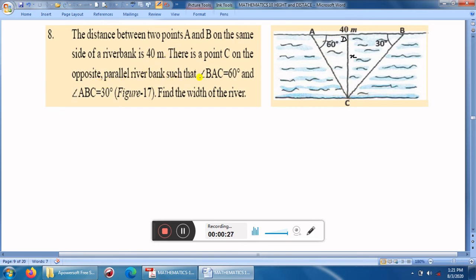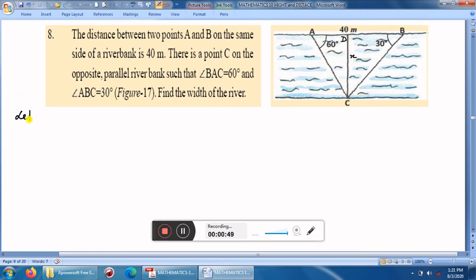Parallel river banks such that angle of BAC, where is BAC? It is BAC. This angle is 60 degree. And the angle of ABC is 30 degree. Now find the width of the river. This width of the river, find, let it be x.